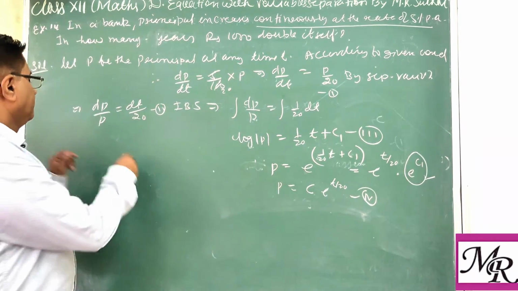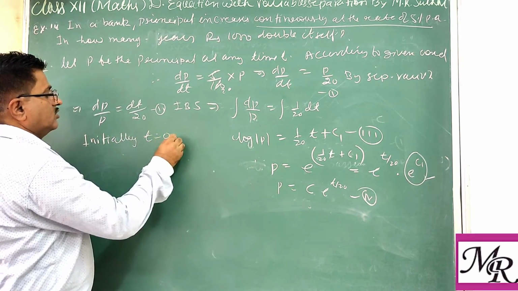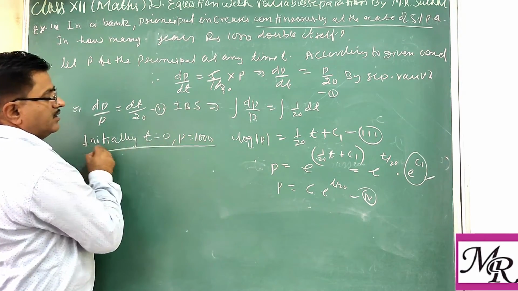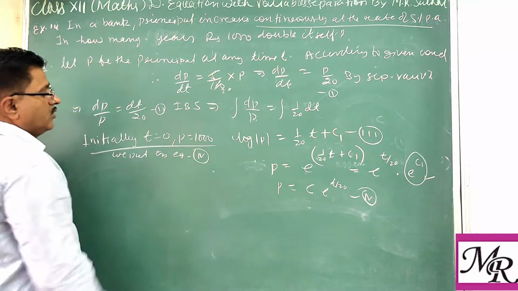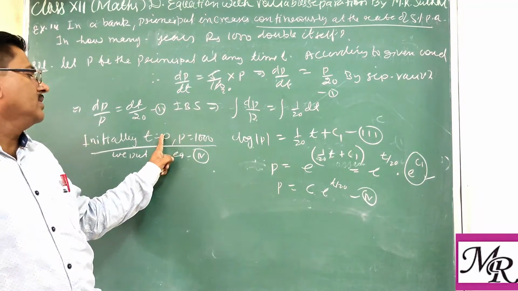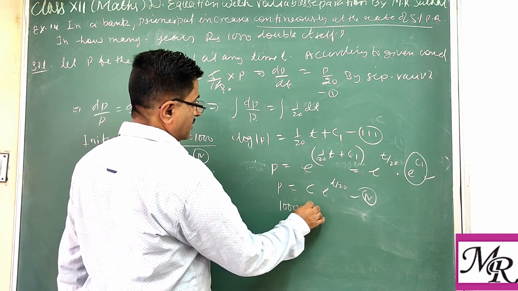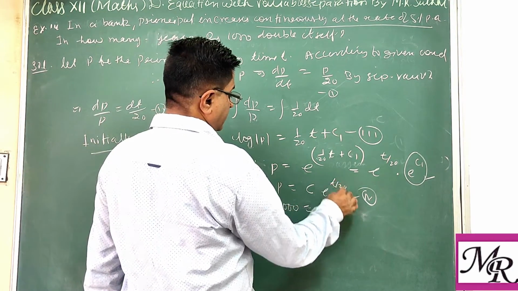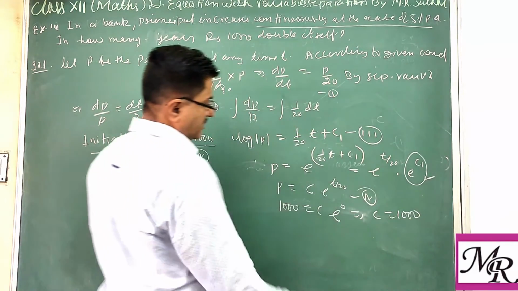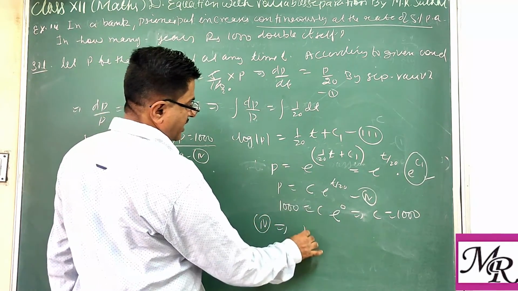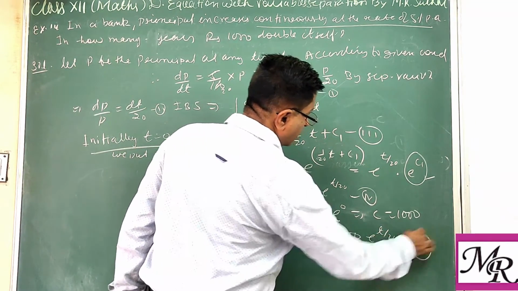Now we have to find the value of C. For that, initially at the start, when time equals 0, the principal is 1000. So we put all these values in equation 4. At the deposit time the principal is 1000 and time is 0. Put here, so P is 1000, C e power 0 by 20, that is e power 0. So we get C equal to 1000. Therefore equation 4 can be written as P equal to 1000 e power t by 20.